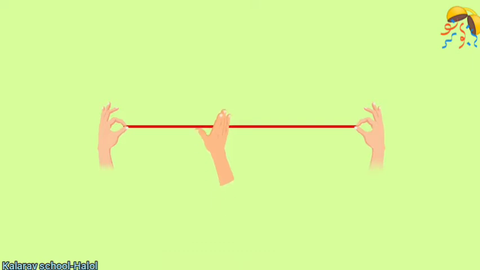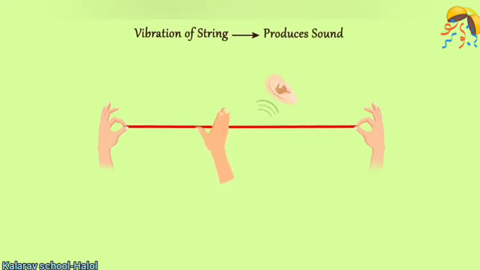Let us do one experiment. Take a string, hold both its ends in your hands like this. Stretch the string such that it does not form any curves in the middle. Now tell your friend to pluck the string from the center. Do you see the string vibrating? Yes, the string vibrates, and you'd probably have heard some sound too.